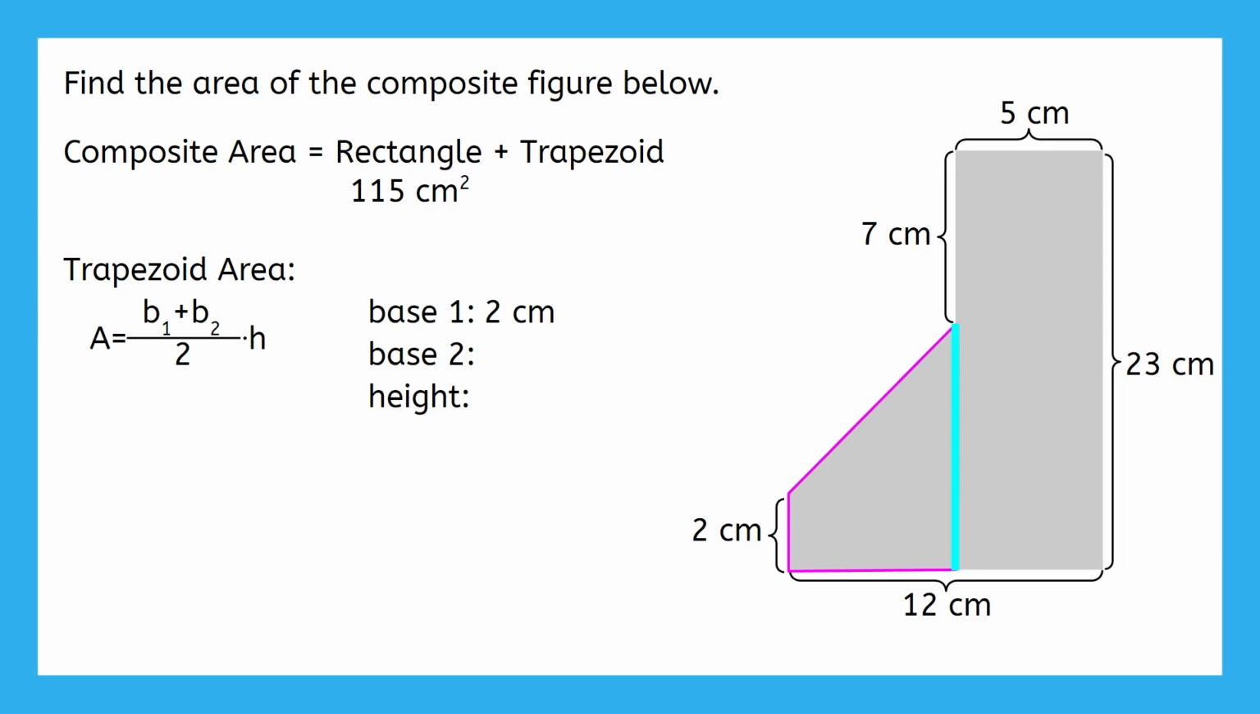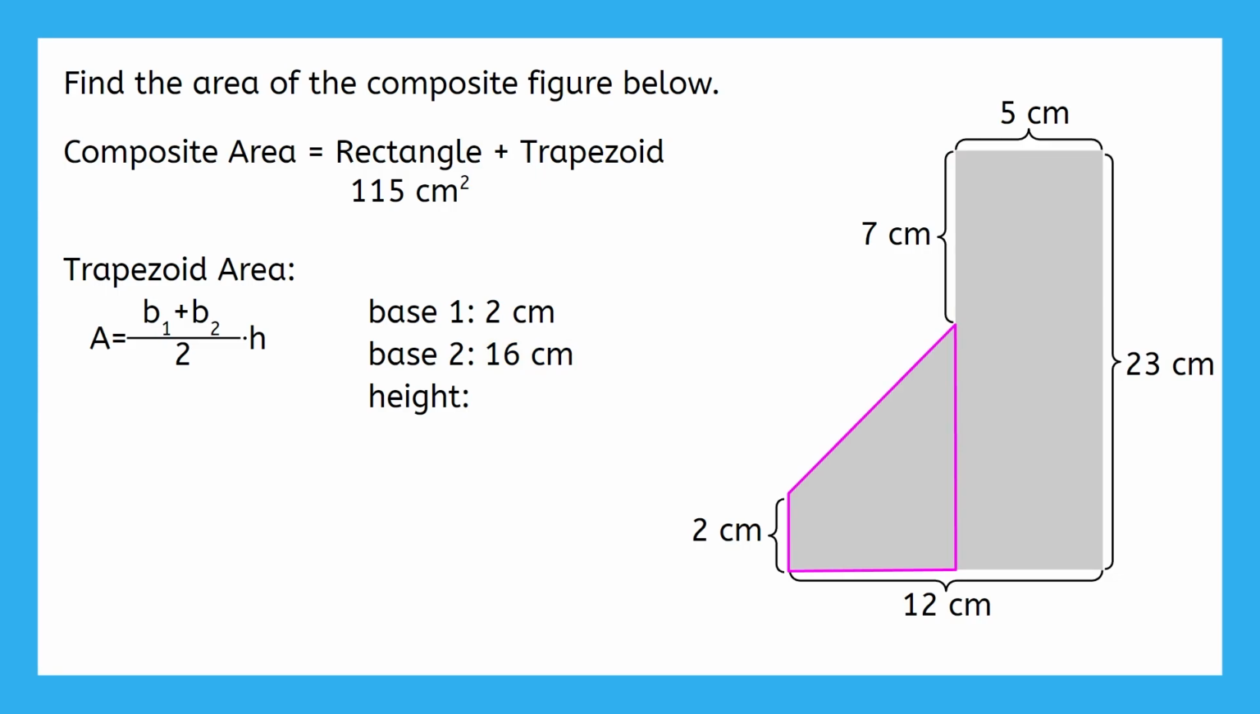Well, since the right side of this composite figure is a rectangle, I know that this whole segment here is congruent to this one, making it 23 centimeters. I know that this top portion is 7 centimeters, so what's left as the length of our base, the remaining portion? 23 minus 7 leaves 16 centimeters as the length of my other base.